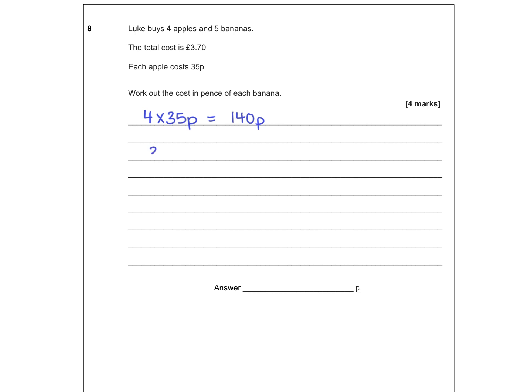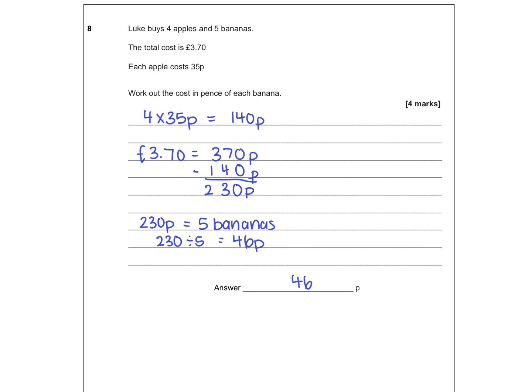The total is £3.70. So £3.70 is 370 pence, and then we're going to subtract off the £1.40, so that's going to give us 230 pence. So 230 pence is how much the 5 bananas cost. And now we want to work out how much is just one of those. So 230 divided by 5. That is going to give us 46p. There we go, 46. I like that question.